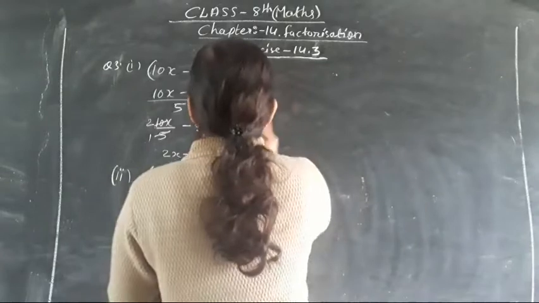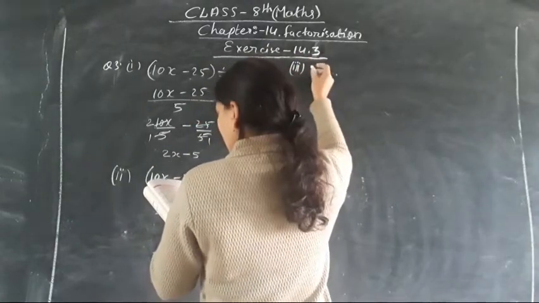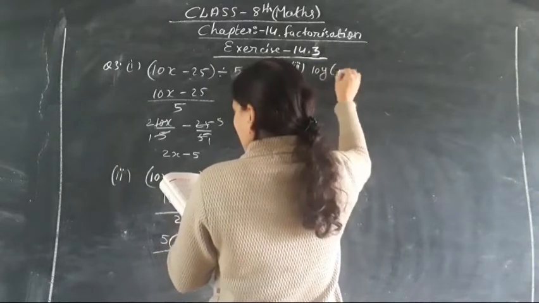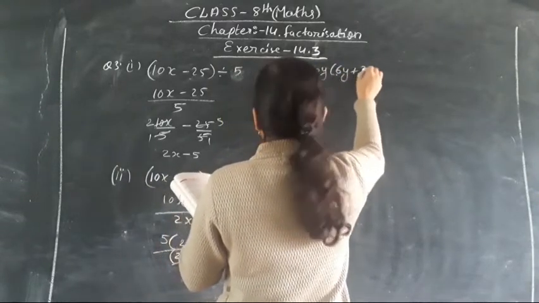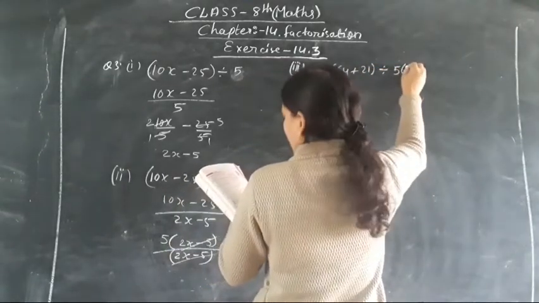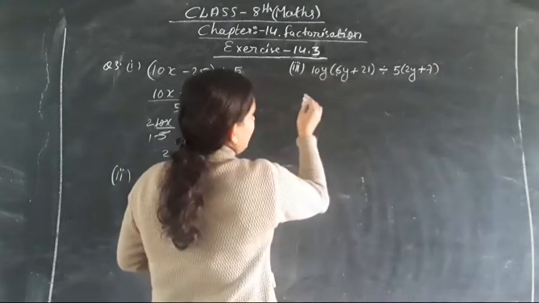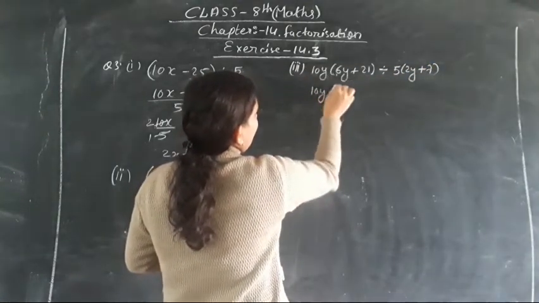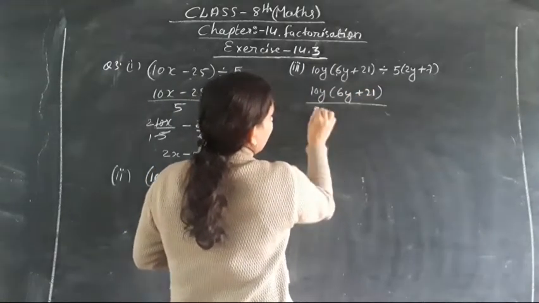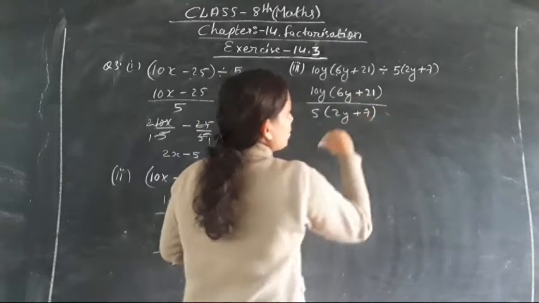Now the third part of the question we are having is 10y into 6y plus 21 divided by 5 into 2y plus 7. This is the question we are having. So here 10y into 6y plus 21 upon 5 into 2y plus 7.